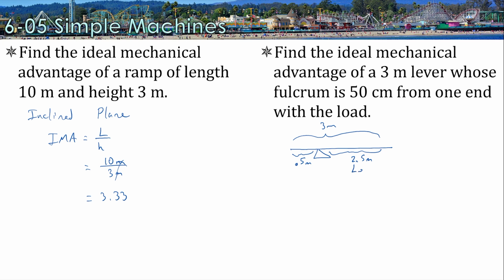So this is the effort, this is the resistance. For a lever, the ideal mechanical advantage is the effort over the resistance. So it'll be 2.5 meters over 0.5 meters, which is 5. Mechanical advantage of 5.